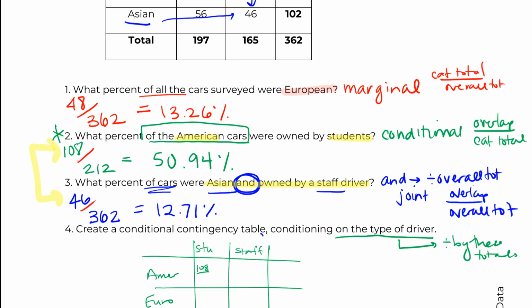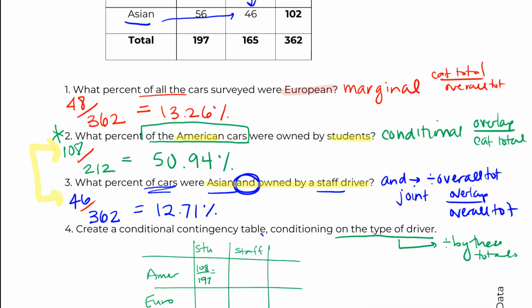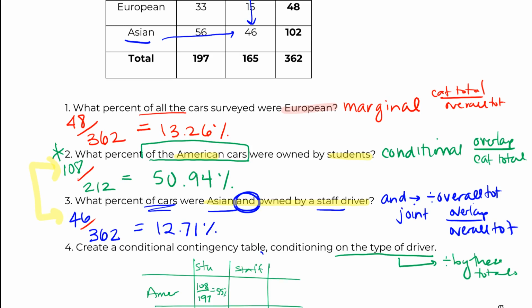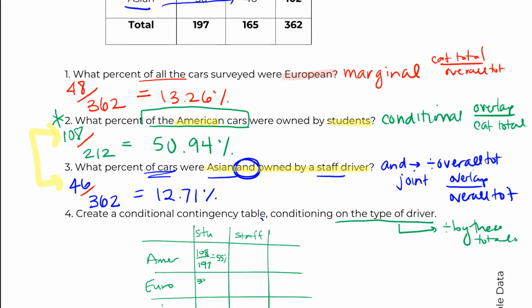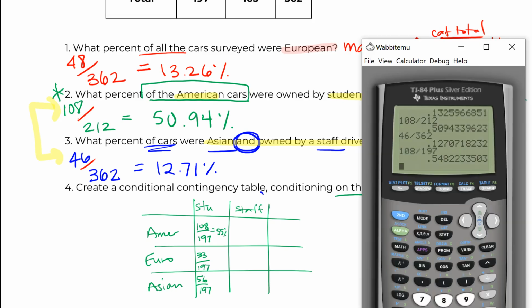students and the staff. So what we're going to do here is divide this by 197, because that's what we conditioned on. So that 108 divided by 197, we're looking at about 55%. I'm rounding because I have no space, so 55%. All right, and then we do the same thing with the next group. So it looks like we have 33 European cars, 56 Asian cars, and all of these are out of the 197, right? Because these are all driven by students. So of the students, 55% are driving American cars.